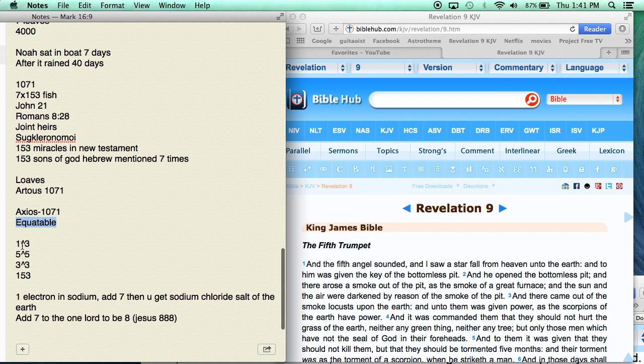Literally balances out. Raise 1 to the third power, add it to 5 to the third power, then add it to 3 to the third power. It's 153. Okay? Add 1 plus 2 plus 3 plus 4, etc. to 17, you get 153. Or no, you get 1071. Sorry, it's just a big game, okay?